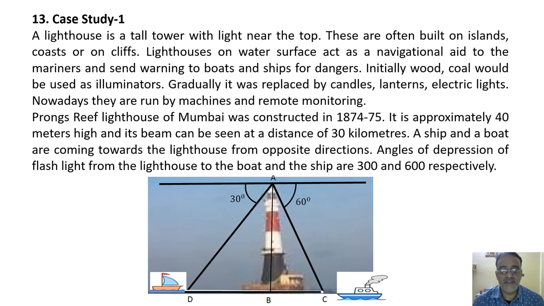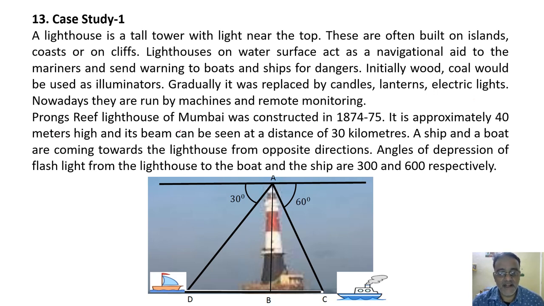A lighthouse is a tall tower with light near the top. These are often built on islands, coasts, or on cliffs. Lighthouses on water surface act as a navigational aid to the mariners and send warning to boats and ships for dangers. Initially, wood, coal would be used as illuminators. Gradually, it was replaced by candles, lanterns, electric lights. Nowadays, they are run by machines and remote monitoring.